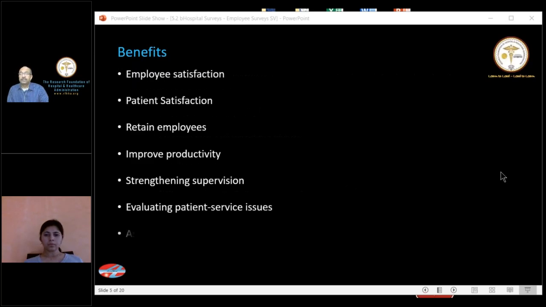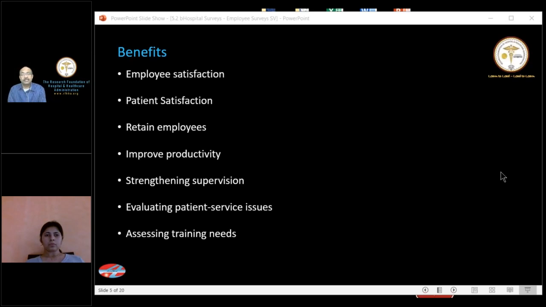So what are the benefits? These are the benefits: we are able to measure employee satisfaction. We are also able to enhance patient satisfaction. Employee retention gets better because a satisfied employee stays longer in the organization. It improves productivity and strengthens supervision, because a satisfied employee will have an impact on employee engagement, and that makes forming teams better. And a better formed, more cohesive team leads to better quality of work.